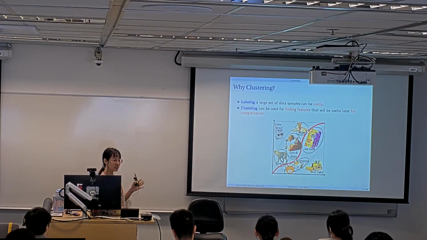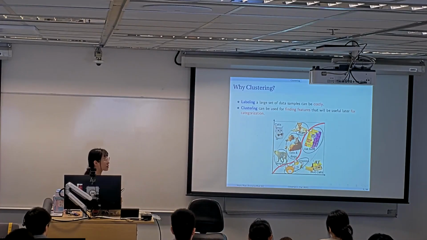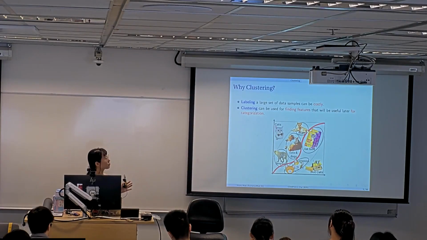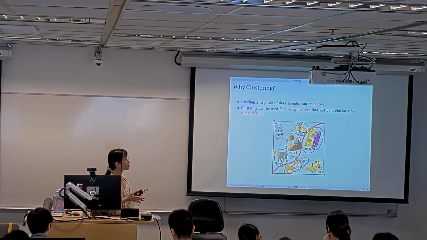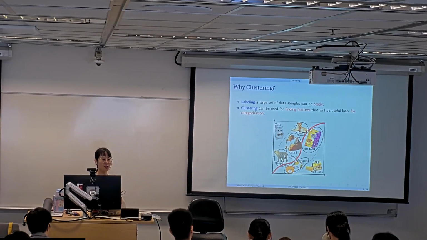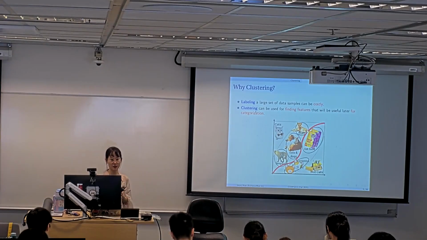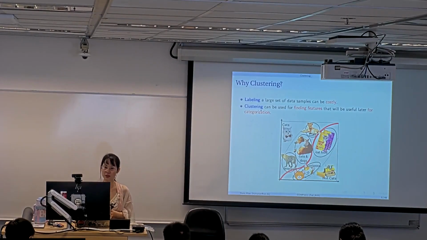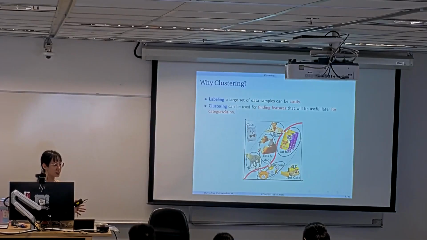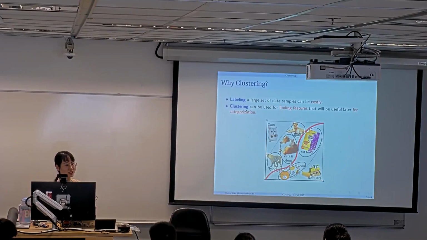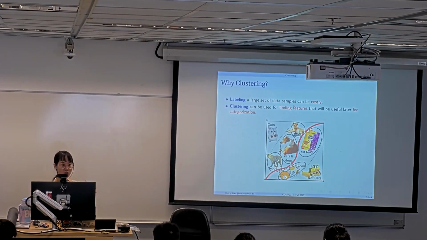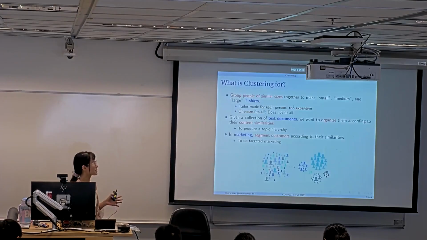But actually, clustering has some advantages. It's not that we are forced to do clustering only because of missing labels. Clustering itself has some advantages. Clustering can be used for finding the features that will be useful later for categorization. Because by clustering, you will find some similarities between the data points, and you can try to use such similarities to find maybe some new features that can be represented as some categorization feature that you care about. So this is why sometimes we just do clustering, and the necessity to do clustering.